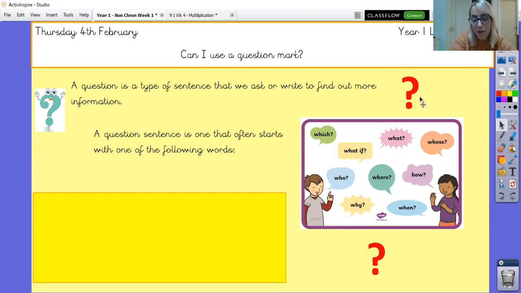And here is what a question mark looks like. Okay, it's a bit of a funny looking punctuation mark. It's kind of like a little bit of a back to front K with a line down and then a dot. But this is used to show that we have asked a question.